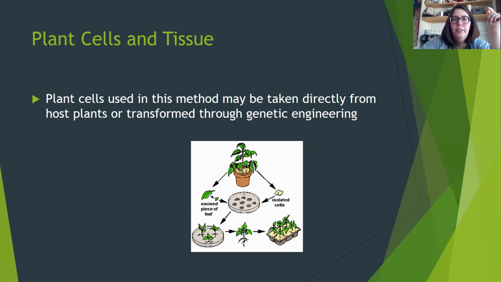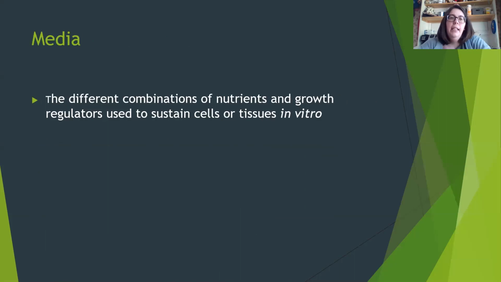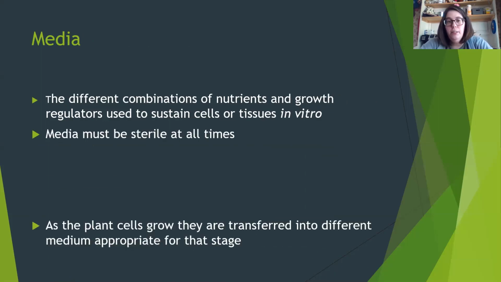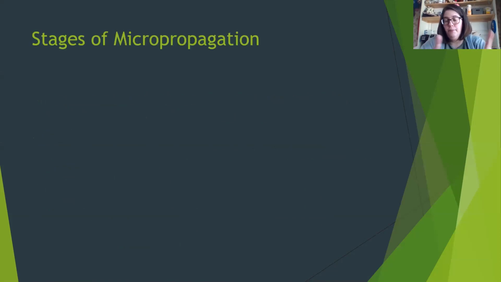Okay, plant cells used in this method may be taken directly from host plants or transformed through genetic engineering. Media, what we're talking about here is agar. What we are going to grow the plants in, the different combination of nutrients and growth regulators used to sustain the cell or the tissues. Media must be sterile at all times, and as the plant cells grow, they are transferred into different mediums. So this is an important part.